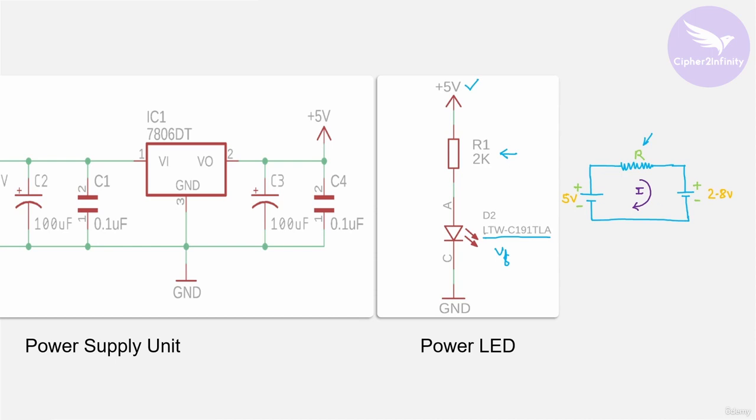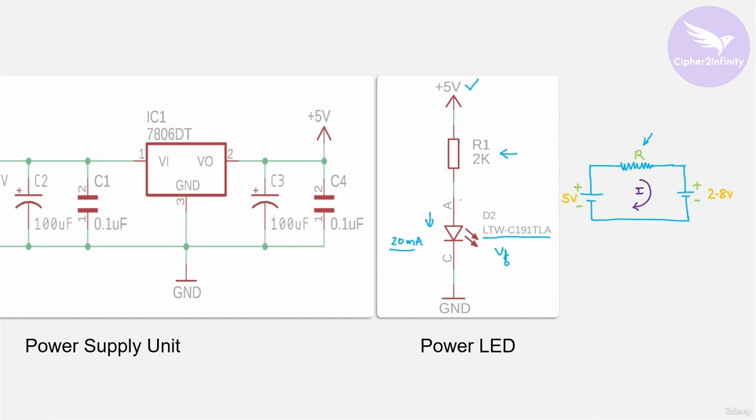If you check the datasheet of this particular LED, you will find that the maximum current you can pass through it is 20 milliampere. If you try to pass a current greater than 20 milliampere through this LED, it will get damaged. So in all conditions we have to make sure that the current passing through this LED is less than 20 milliampere.